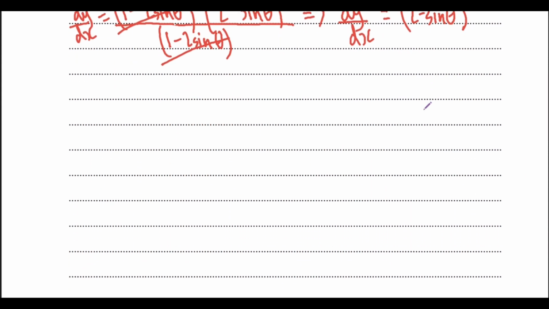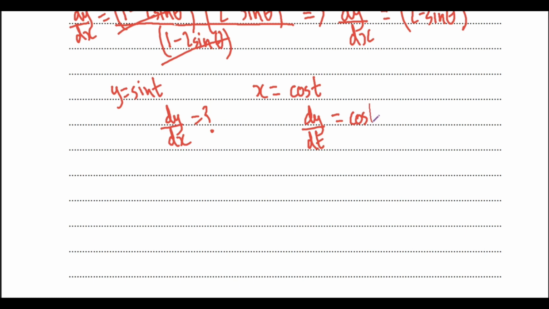So let's do one more example. Let's make our own example. Let's say we had y is equal to sine t and x is equal to cosine t. What's dy by dx? Well, we need to find dy by dx. Well, we have dy by dt, right? dy by dt is equal to the derivative of sine t, that's cosine t. And then dx by dt is equal to the derivative of cosine t, which is equal to negative sine of t. Right?